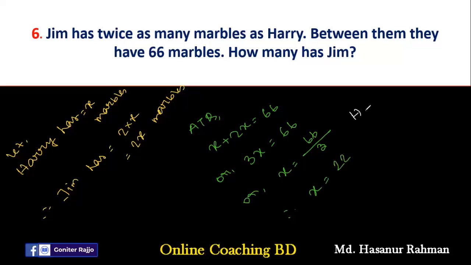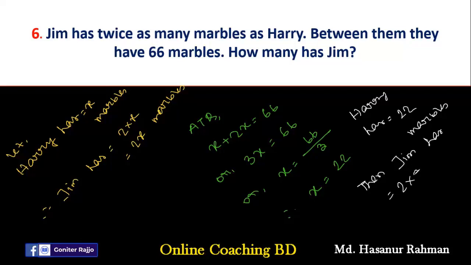So therefore, Harry has X marbles. That means 22 marbles. Then Jim has twice of Harry. That means 2 multiplied by 22. That will be 44 marbles. Okay, so the answer will be 44 marbles.